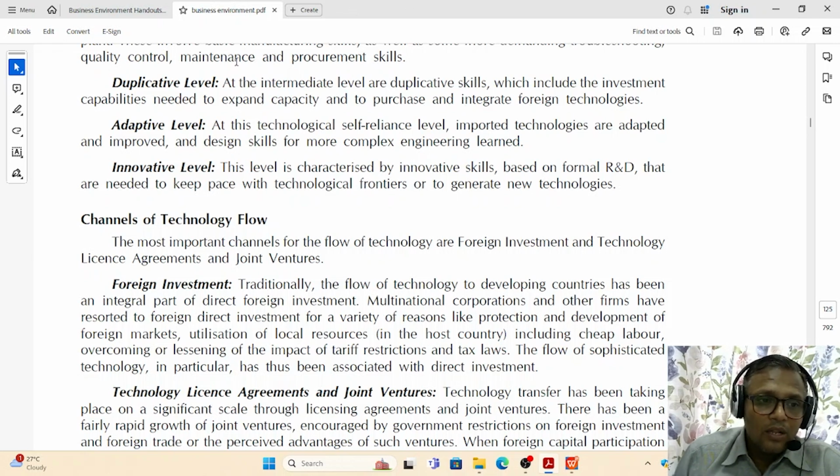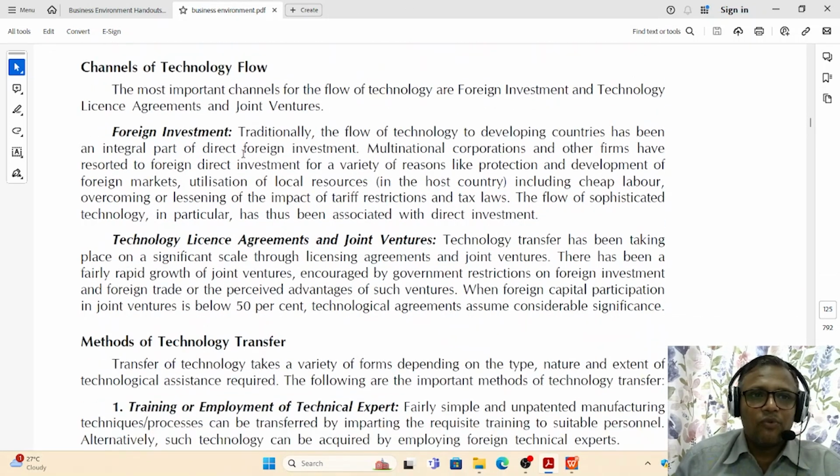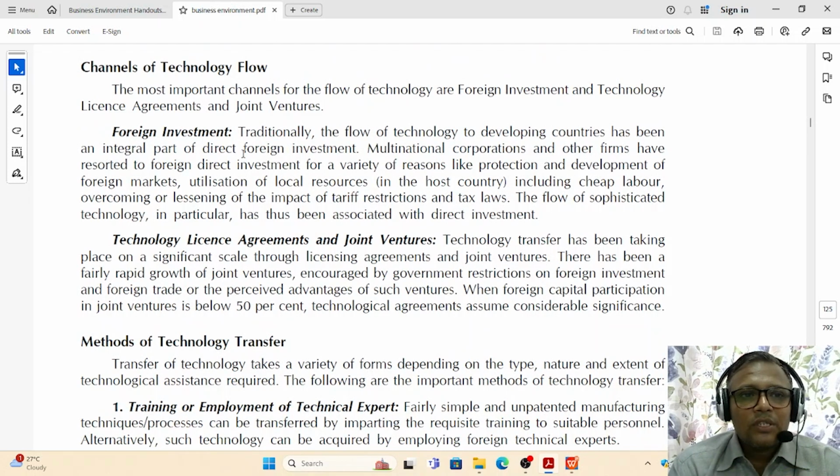Now next is channels of technology flow. These are the important channels for the flow of technology: foreign investment technology, license agreements and joint ventures.